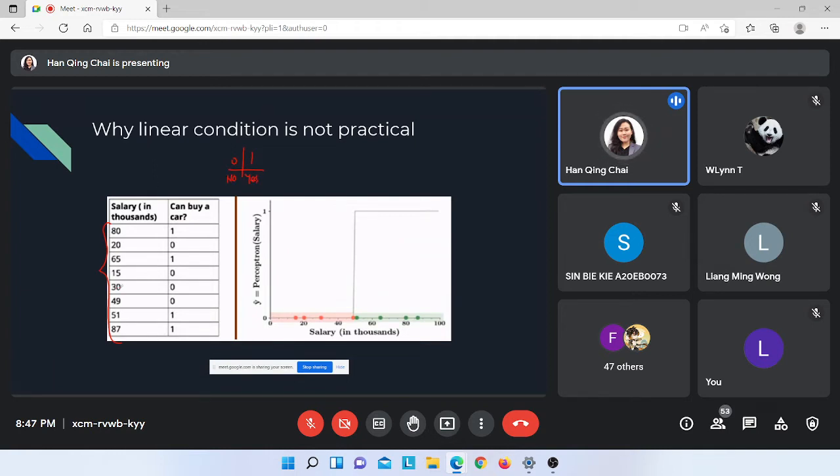Okay, let's look at the strange part. This person here has 20,000. Let's say this is their annual salary. They can't buy a car. Maybe it's okay, maybe it makes sense. And this one has 65K. Okay, it makes sense. Maybe they are able to afford it because there's a very big pay gap here. But if we look at this example, this person here has 49,000 annual income, and this one 51. Actually, this difference is only around 2,000.